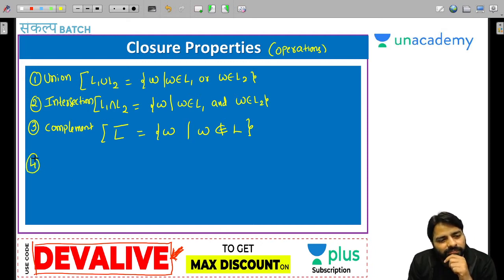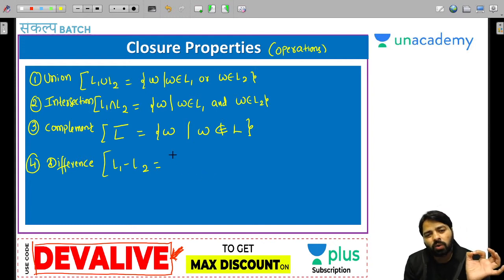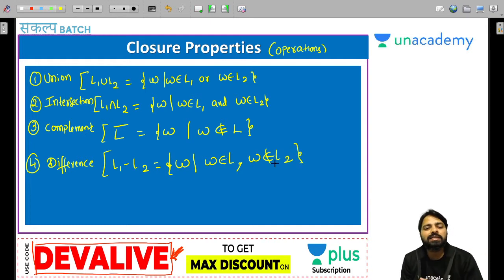Fourth, difference. What is set difference? Everybody knows. L1 minus L2. Two languages we take, and 1, 2, 4 here are binary operators. Binary operations; complement is a unary operation. How do you do that? W such that W belongs to L1 but W is not in L2. Only those strings we take into L1 minus L2.